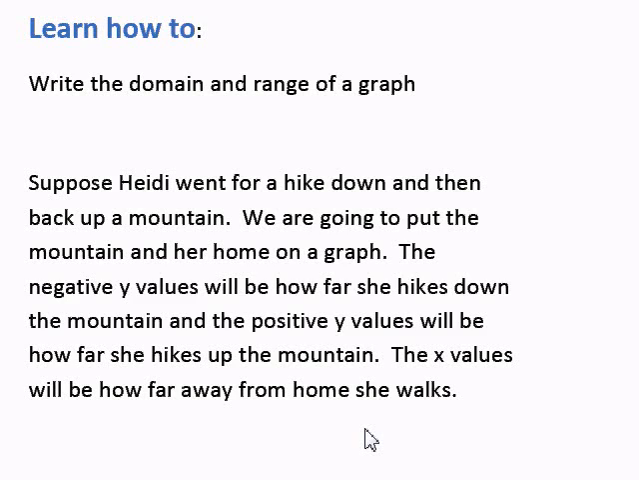The negative y values, remember y goes up and down, the negative y values, the ones going down, will be how far she hikes down the mountain, and the positive y values will be how far she hikes up the mountain. The x values will be how far away from home she walks.